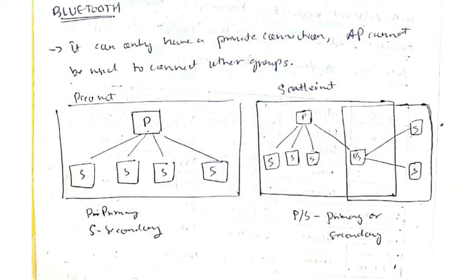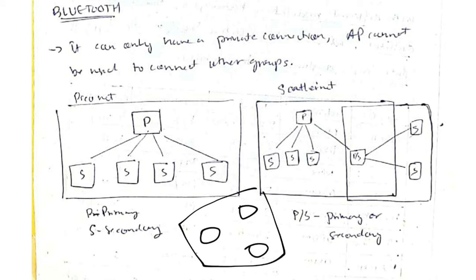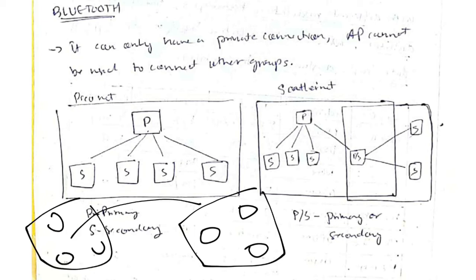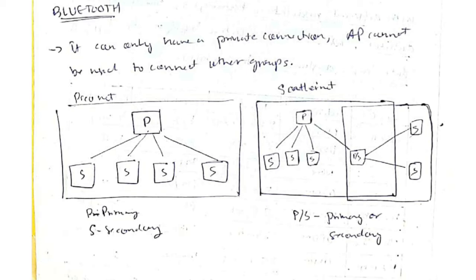Bluetooth we already know what it is. It's a connection between the various devices in a private network. So what happens is we cannot have two groups of Bluetooth connected with each other. Means the connection will be there among the devices, but we can't connect these two groups. So that is one limitation of Bluetooth. It can have only private connections. AP cannot be used, and there are two types.